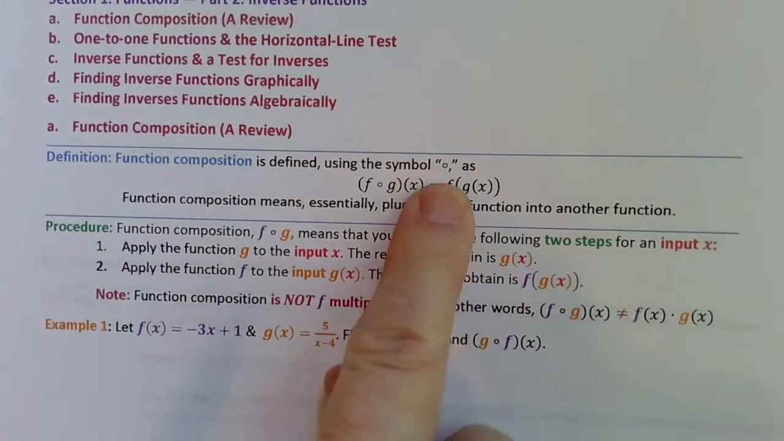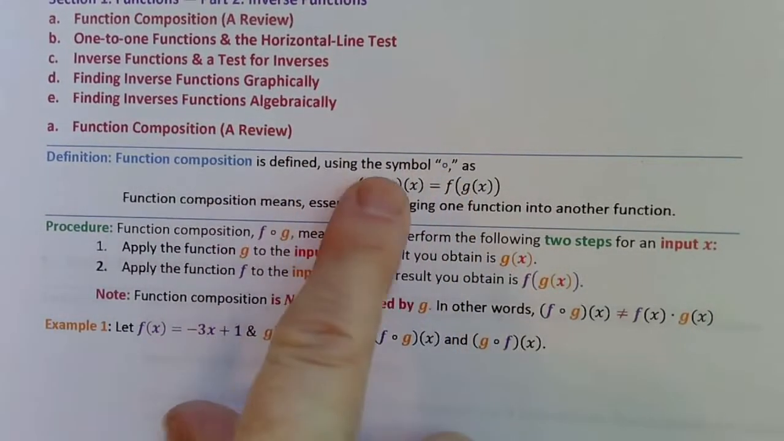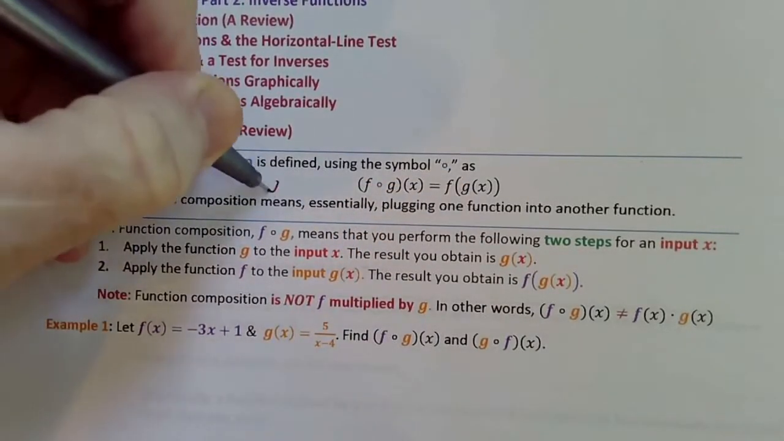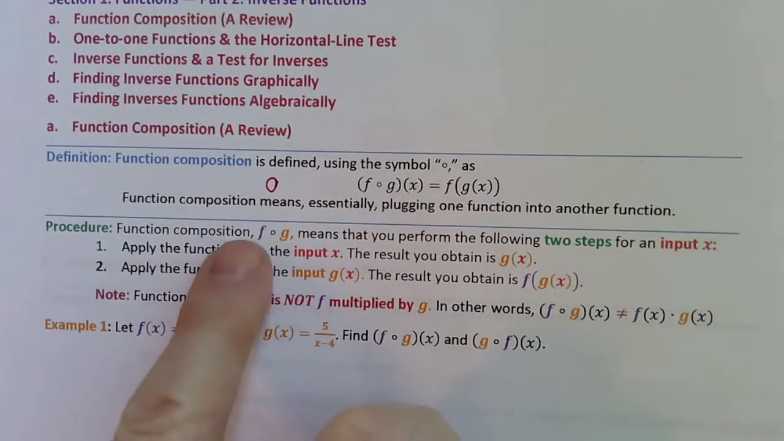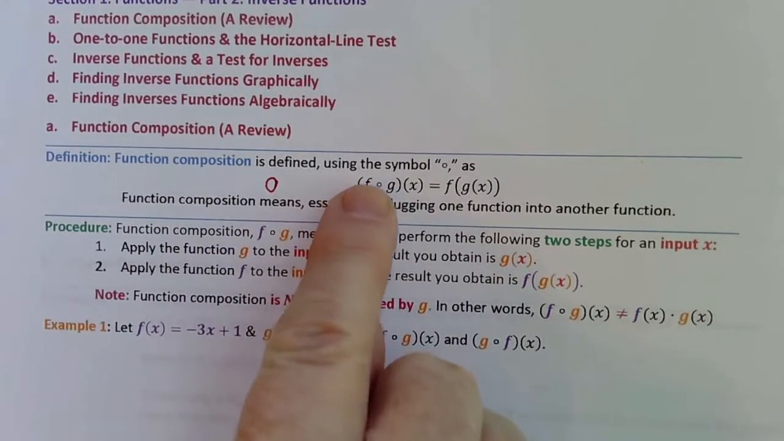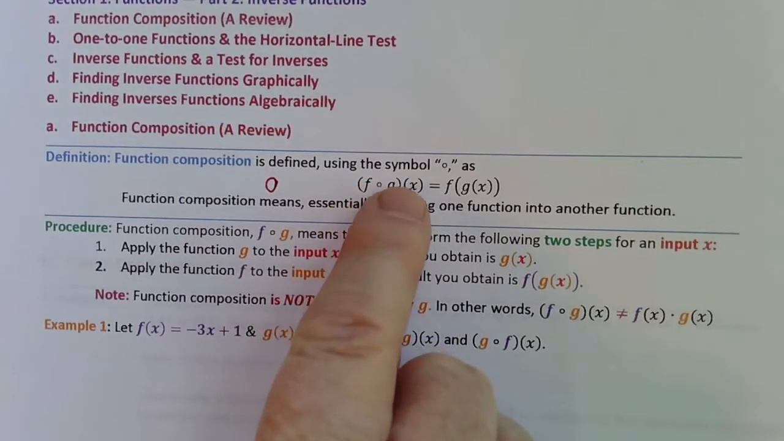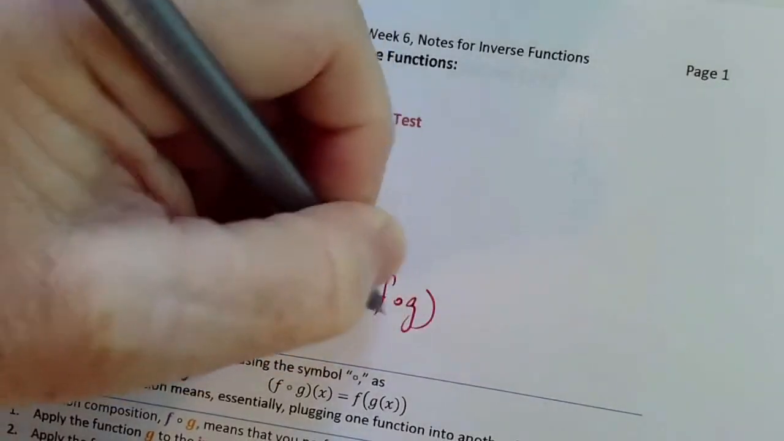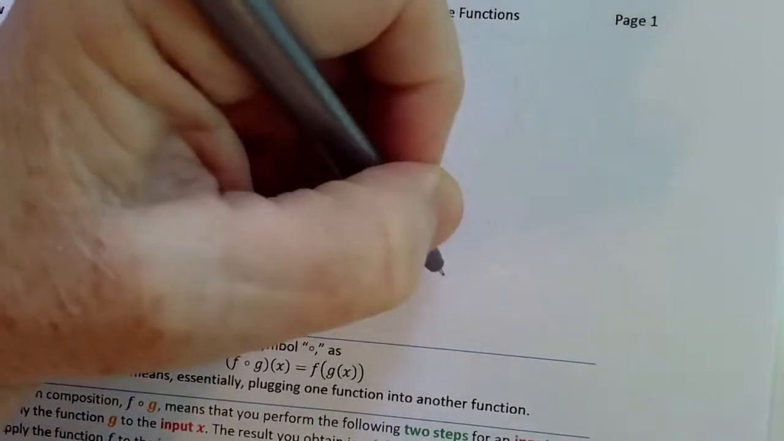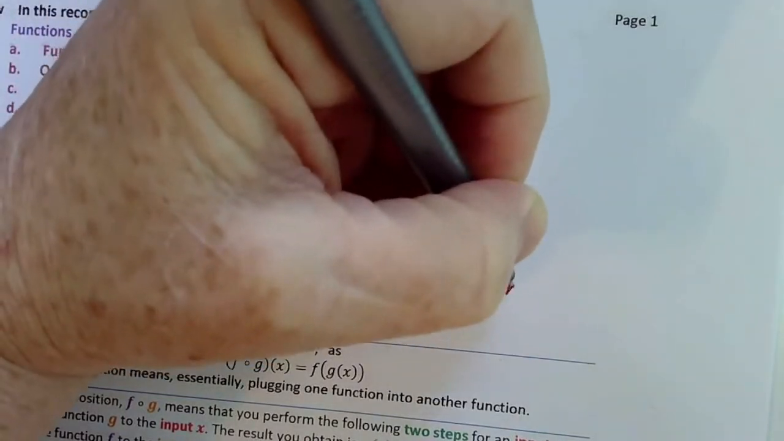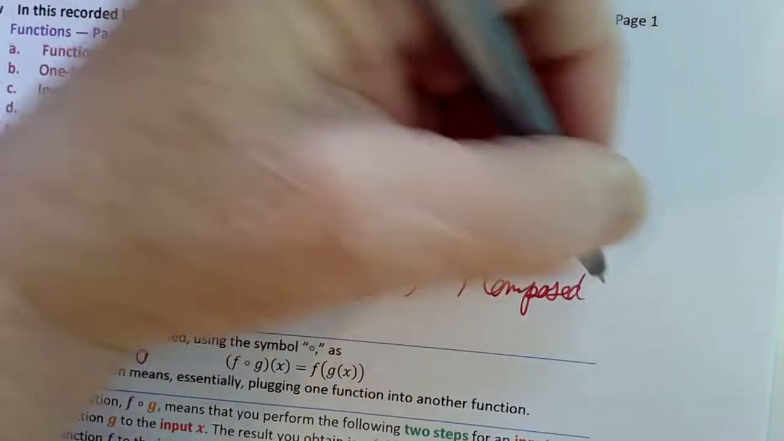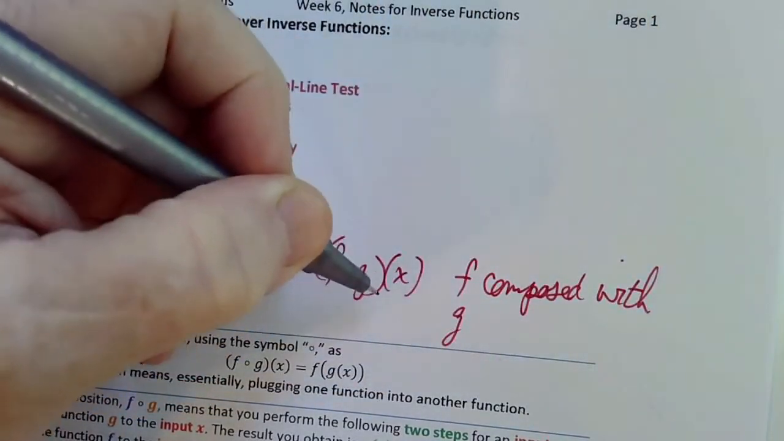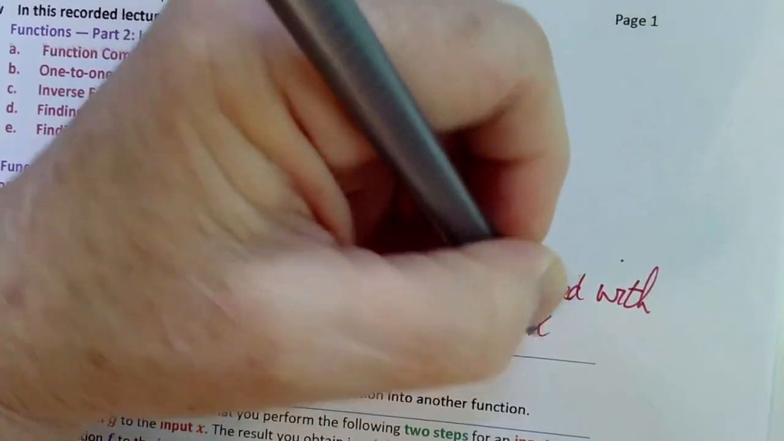So as you may remember, composition is this little circle. It's not a dot, and it does not mean multiplication. It's a circle. And we read this f composed with g of x. So this is read f composed with g. When you get to this parenthesis here around the x, you say of, and then x.